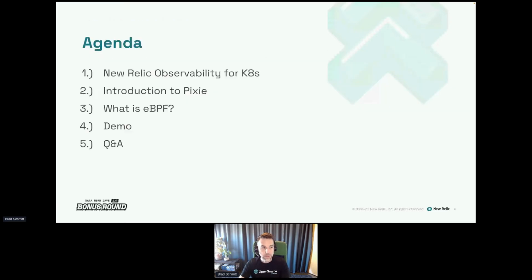Let's talk about the agenda. We are going to cover New Relic observability for Kubernetes to start off with. So what solutions make up our offering? How do you leverage them in the platform? And what do they do? Second, we're going to introduce Pixie. So Pixie is a solution that leverages eBPF for its telemetry acquisition. And you may not be familiar with eBPF. So we'll talk a little bit about what it is, what it does, and how we leverage its capabilities in our platform as part of Pixie.